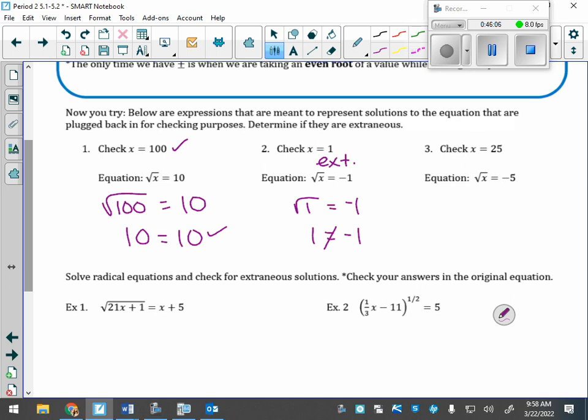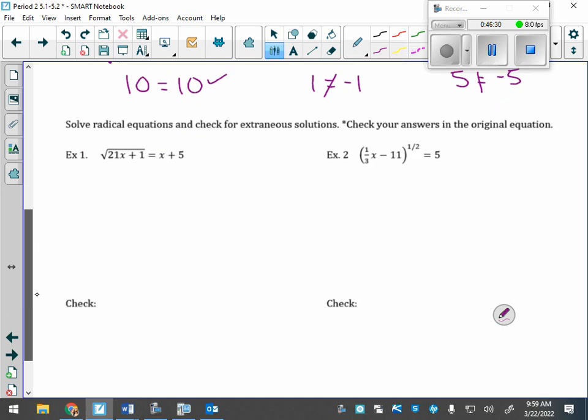Now, number 3. x equals 25. What is the square root of 25? Does 5 equal negative 5? No, therefore this is extraneous as well. So you might get, and we're going to see, 2 possible solutions. You have to check them both in your original equation. So let's look at example 1.